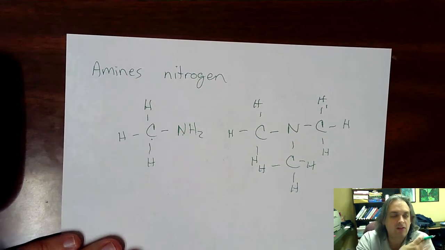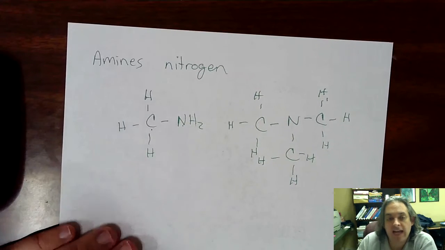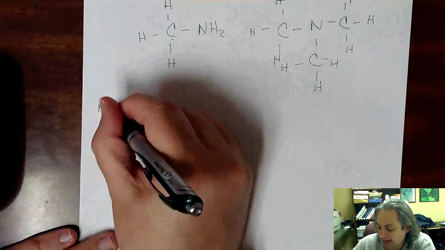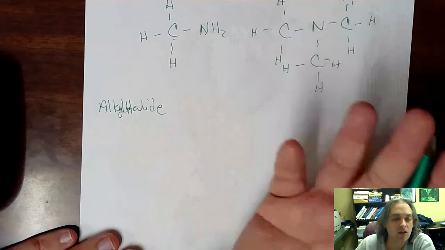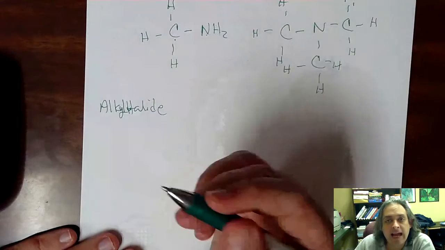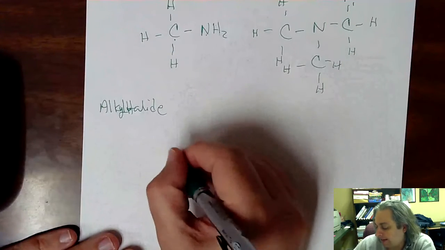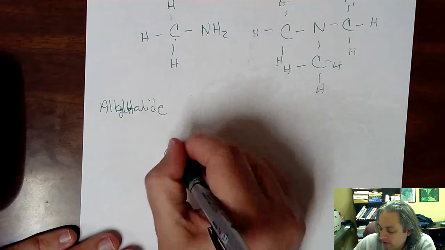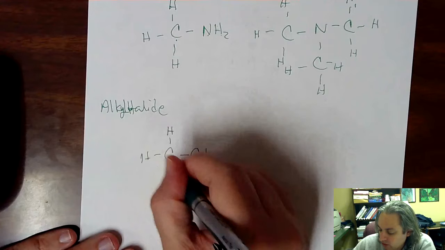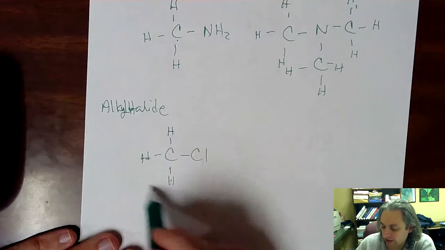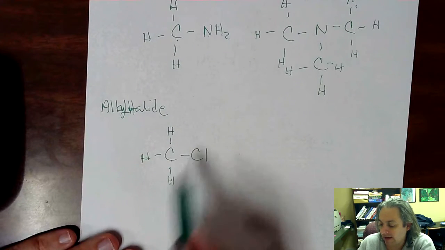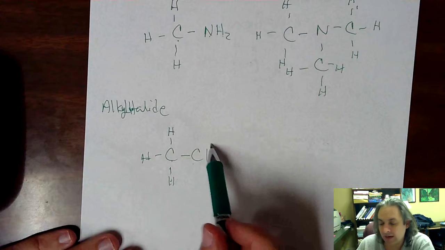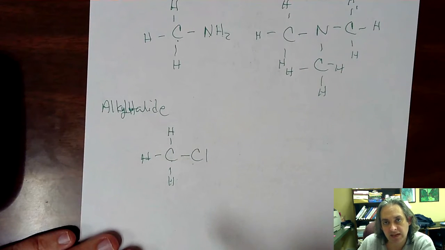The next type of functional group is what we would call an alkyl halide. Alkyl halides are simply long chain hydrocarbons that have a halogen attached to them. A common simple alkyl halide would be methyl chloride, where we have this methyl group. Remember, meth means one carbon, so this is a methyl, and we have the chlorine attached to it. Whenever we have a halogen attached to a chain of carbons, we would call this an alkyl halide.